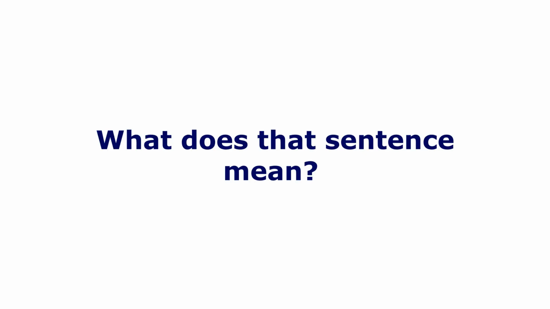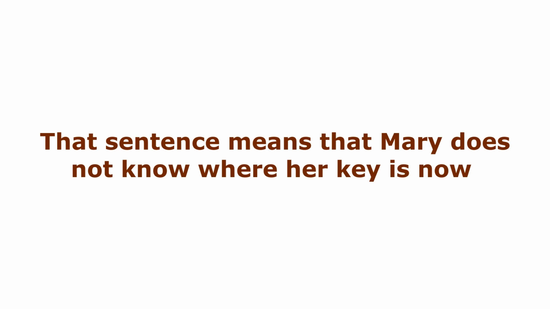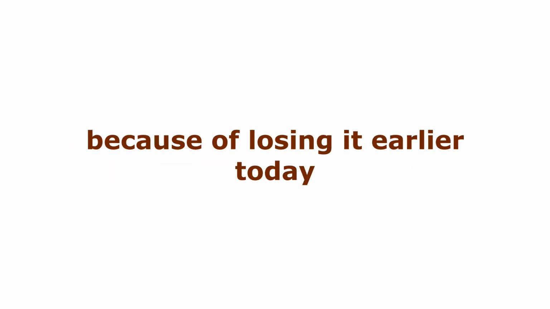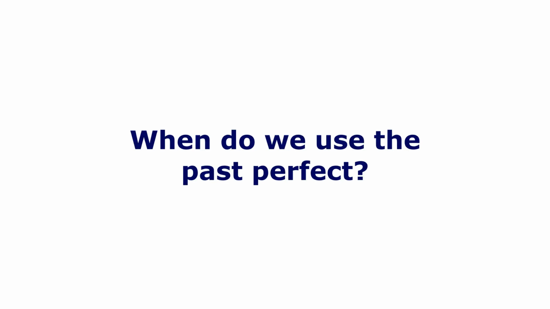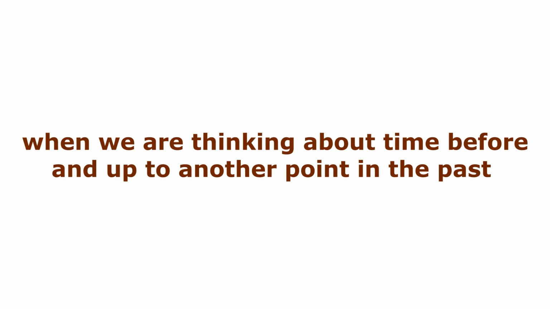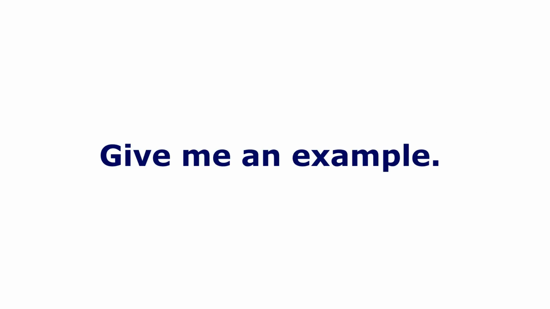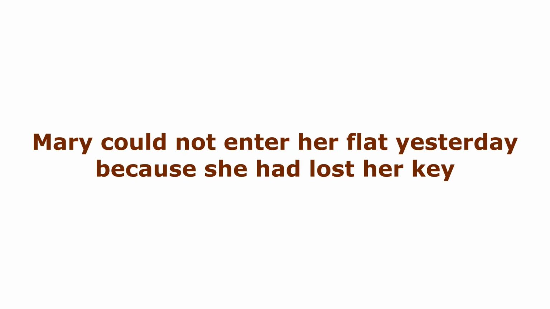What does that sentence mean? That sentence means that Mary does not know where her key is now because of losing it earlier today. When do we use the past perfect? We use the past perfect when we are thinking about time before and up to another point in the past. Give me an example. Mary could not enter her flat yesterday because she had lost her key.